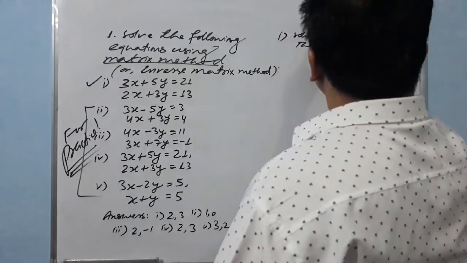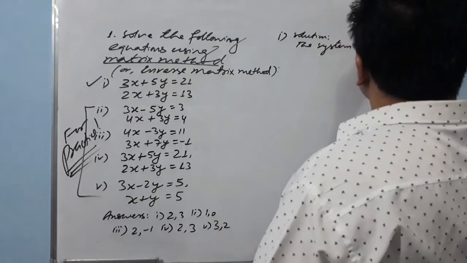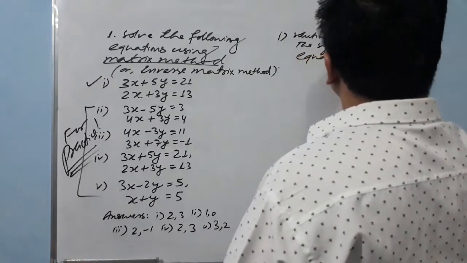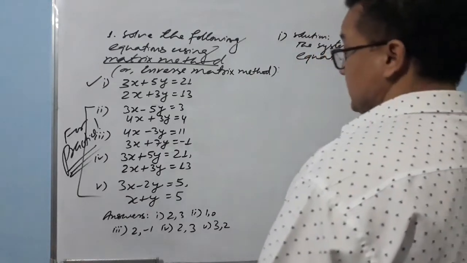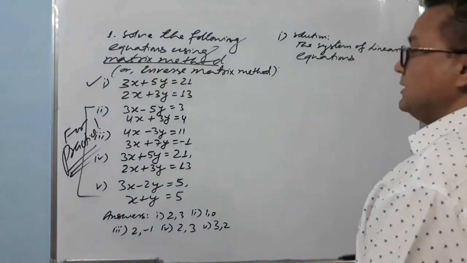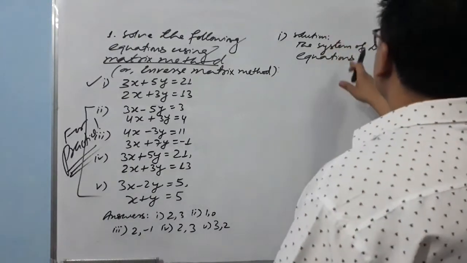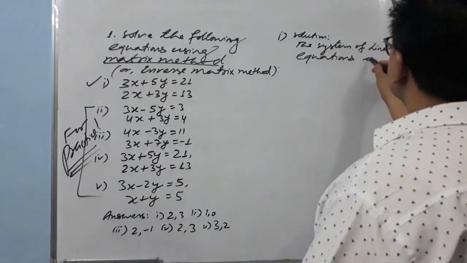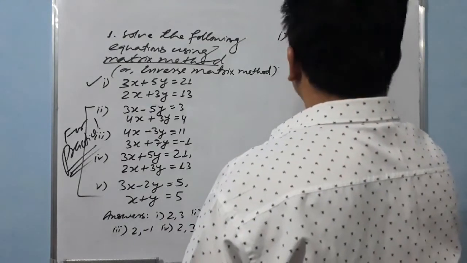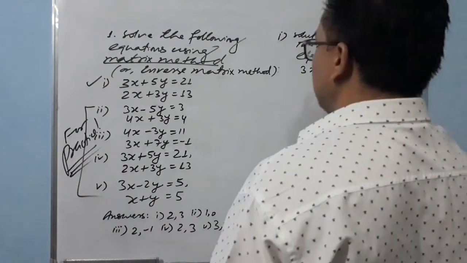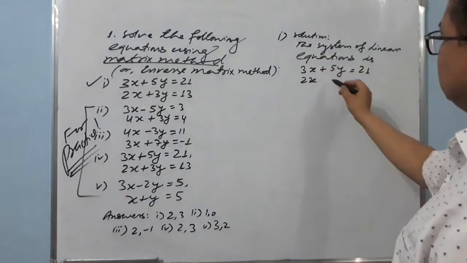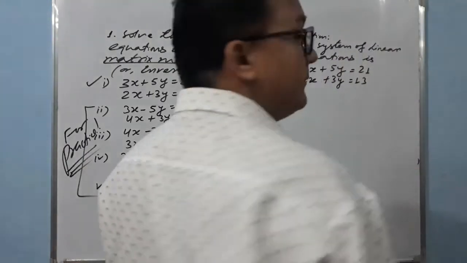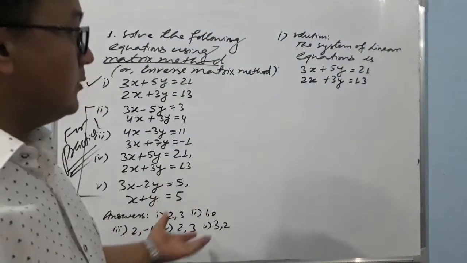Here the system of linear equations, or simply equations, you can write down. Sometimes you might not have linear equations, even then we can do the system of linear equations. The system of linear equations is 3x plus 5y is equal to 21, and 2x plus 3y is equal to 13. Same method we will use, as we derived the formula for that.